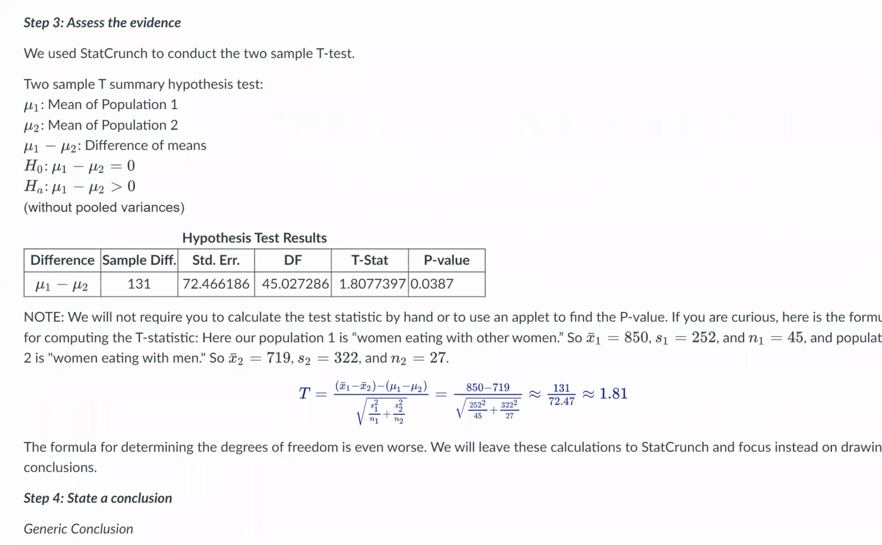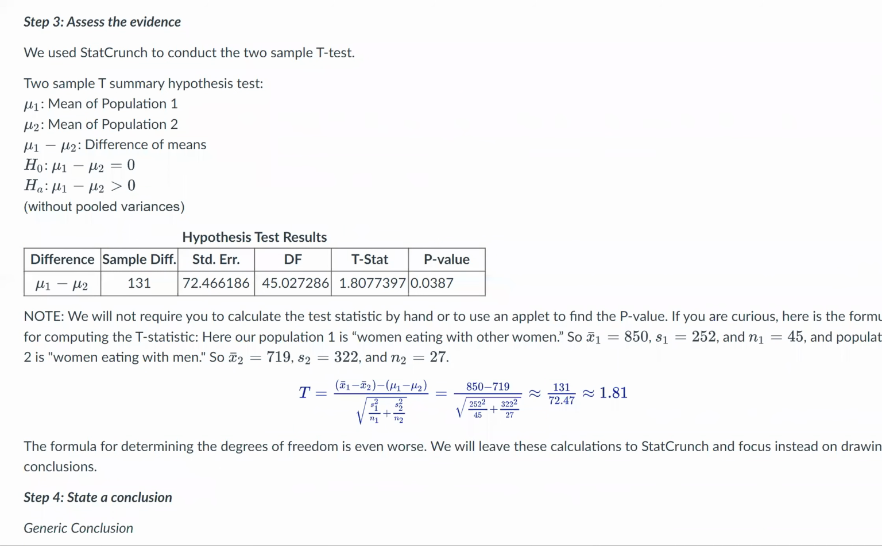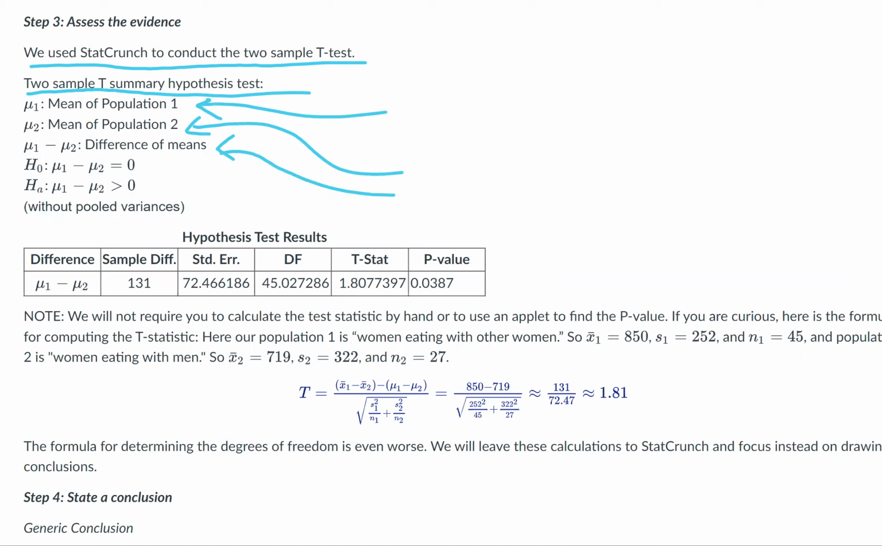Step 3 now will be to assess the evidence. We use StatCrunch to conduct the two-sample t-test. Two sample t-test summary hypothesis. Mu1 is the mean of population 1. Mu2 is the mean of population 2. Mu1 minus mu2 would be the difference in the means. And we said that our null hypothesis is that the difference is equal to 0. Our alternative hypothesis is that the difference is greater than 0 or positive, with pooled variance.